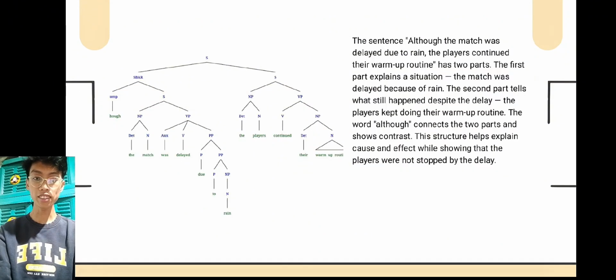Number 2. The sentence, "Although the match was delayed due to rain, the players continued their warm-up routine," has two parts. The first part explains the situation: the match was delayed because of rain. The second part tells what's still happening despite the delay: the players kept doing their warm-up routine. The word although connects the two parts and shows contrast. This structure helps explain cause and effect while showing that the players were not stopped by the delay.